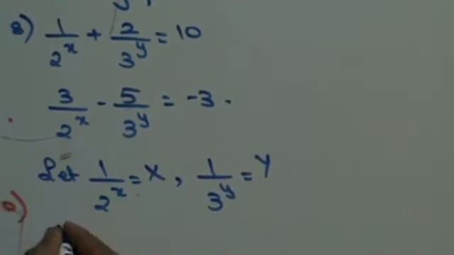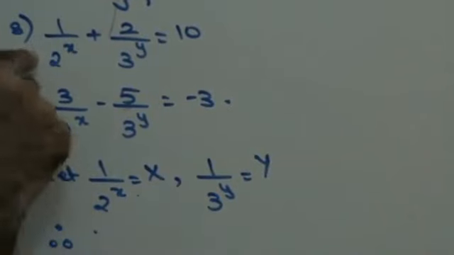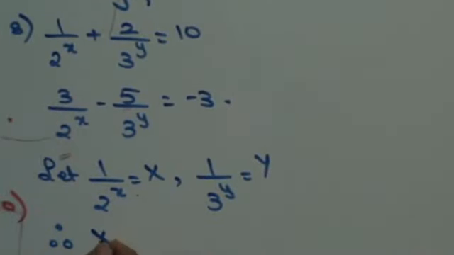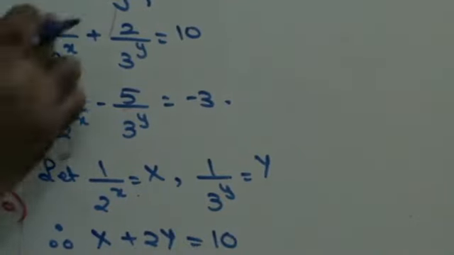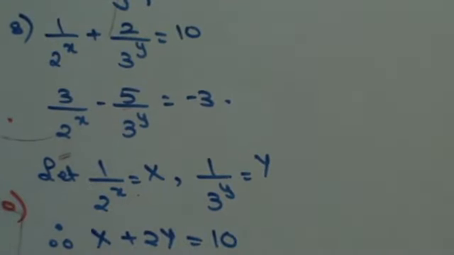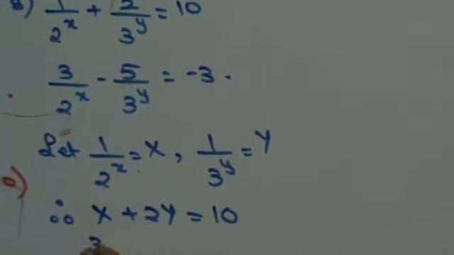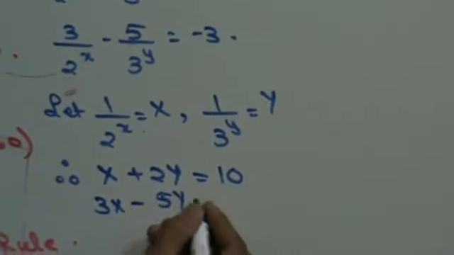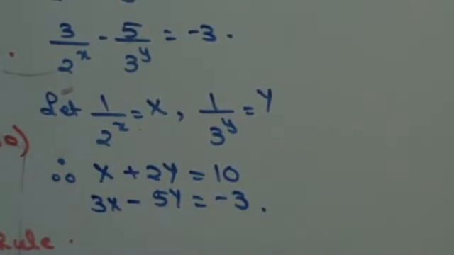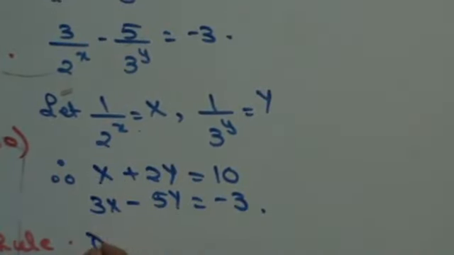In which case my equations now will become, this particular equation will become X plus 2Y is 10. 1 into X will give you X. 2, 1 upon 3 raised to y is Y. So X plus 2Y is equal to 10. Similarly, this is going to be 3X minus 5Y is equal to minus 3. Right? Now let's find out D first.